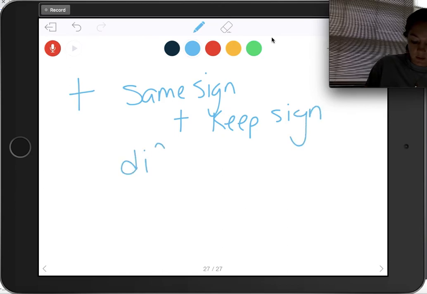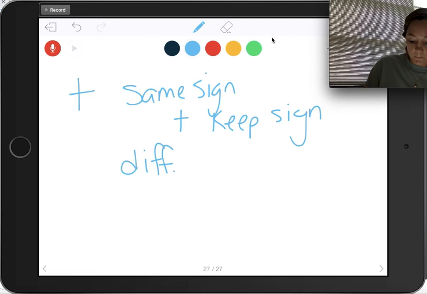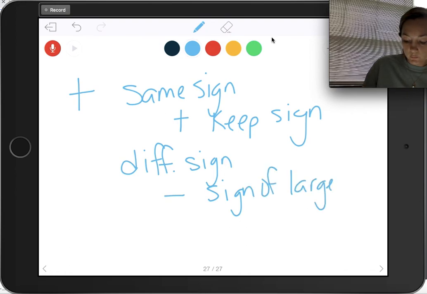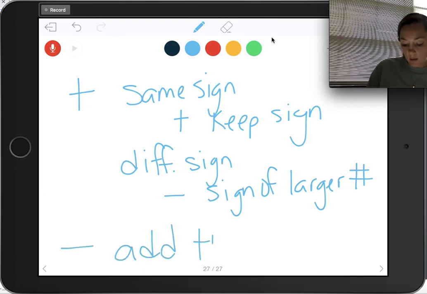If they are different signs, you're going to subtract and keep the sign of the larger number. And then for subtraction, we're going to add the opposite.